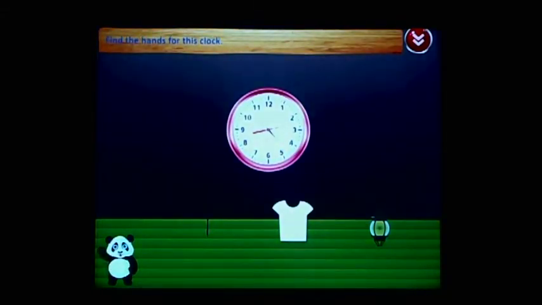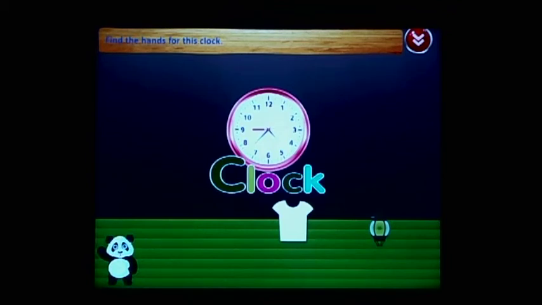Find the hands for this clock. Minute hand. Well done! C for clock.